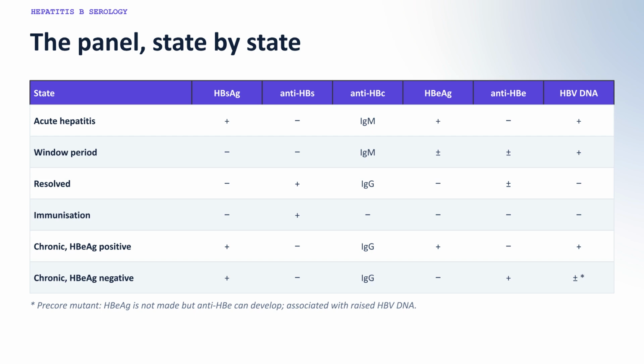Here is the whole panel. Acute hepatitis is surface antigen positive with immunoglobulin M anticore. The window period is the tricky one. Surface antigen has gone, and anti-surface has not yet arrived, so immunoglobulin M anticore is your only positive marker. Resolved infection is anti-surface positive with immunoglobulin G anticore. Immunization is anti-surface positive with nothing else, and the 2 chronic states differ by E antigen. Note the pre-core mutant footnote. It makes no E antigen but develops anti-E, and it is associated with a raised viral load.